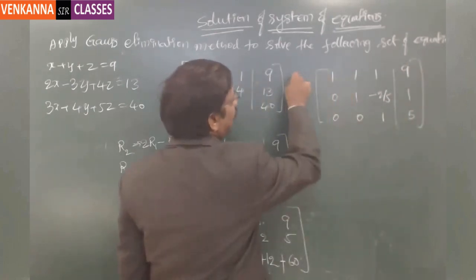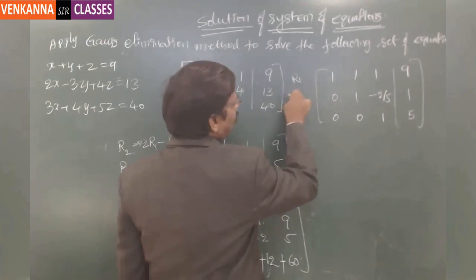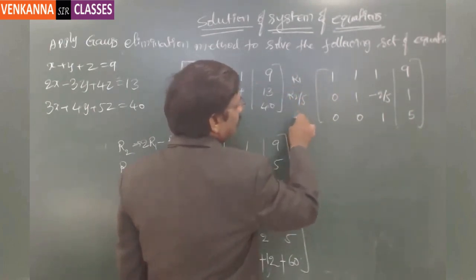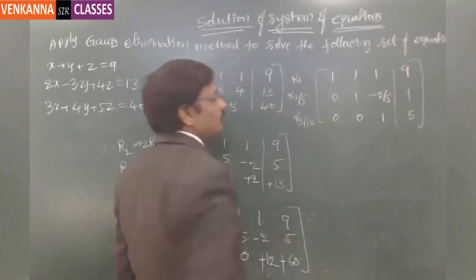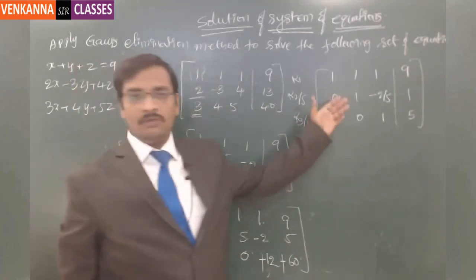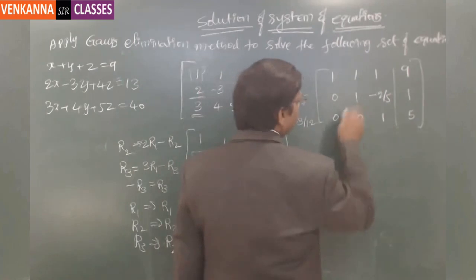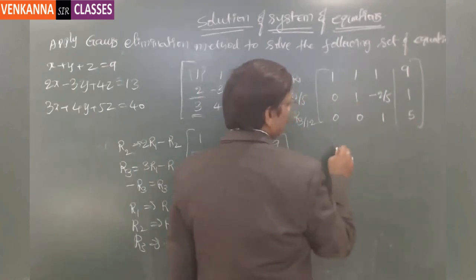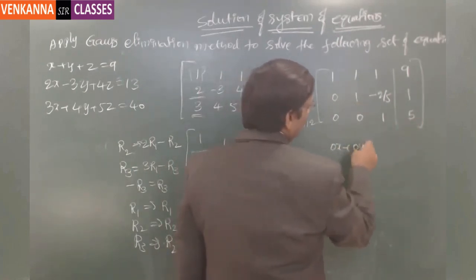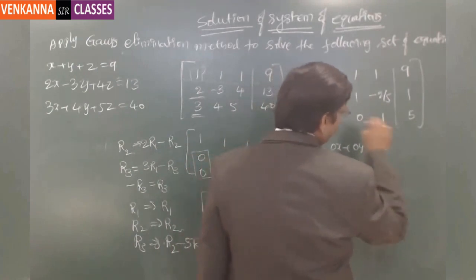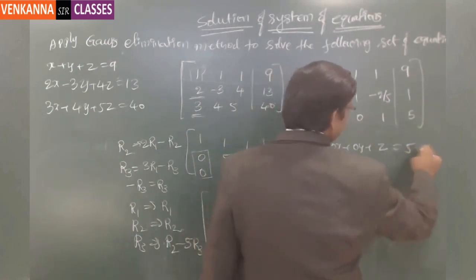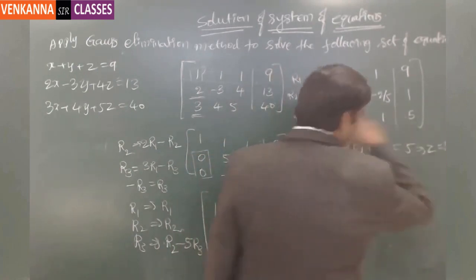So this is R1 as it is, R2 by 5 and R3 by 12. These are the operations I have done for further simplification here. Now what I have got is this equation. If I write the last equation, 0 into x plus 0 into y plus z into 1 is equal to 5, which essentially means that z is equal to 5.